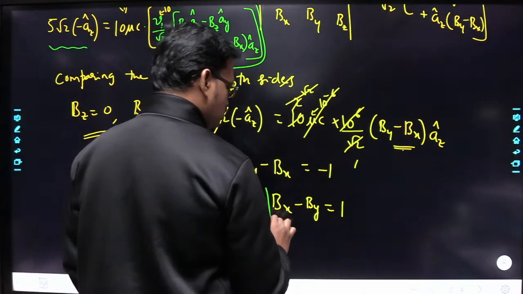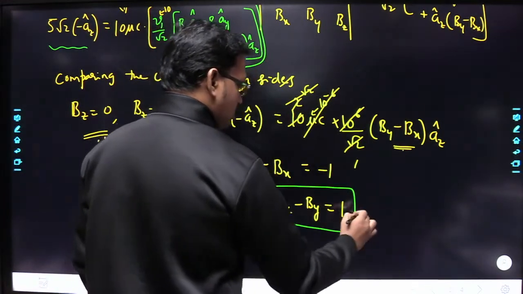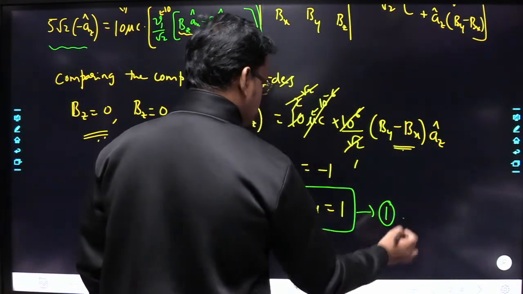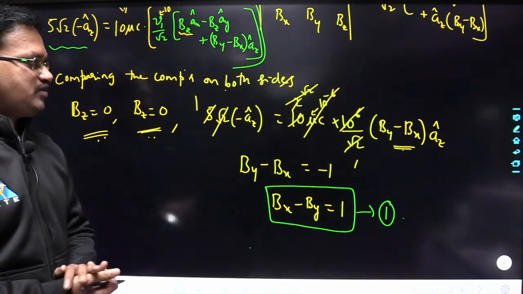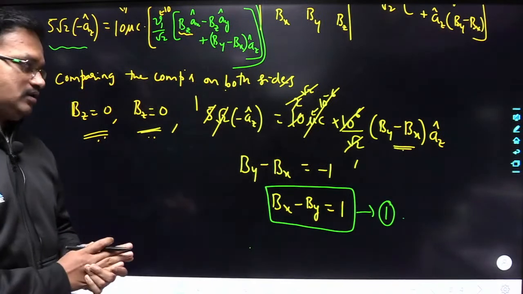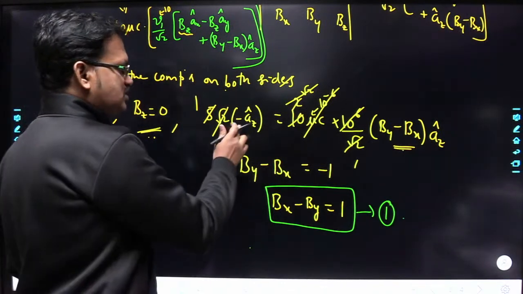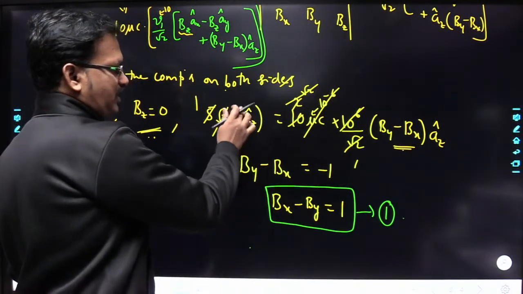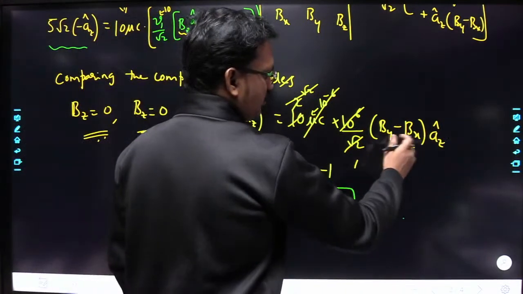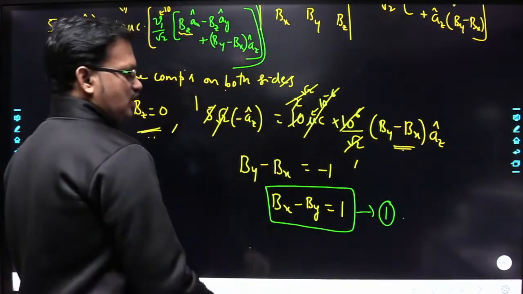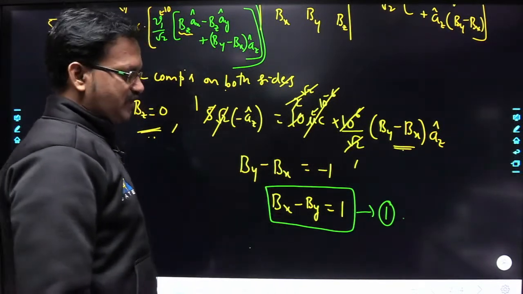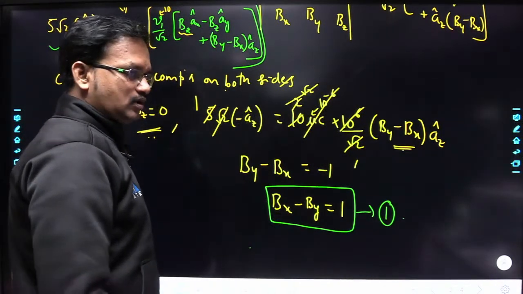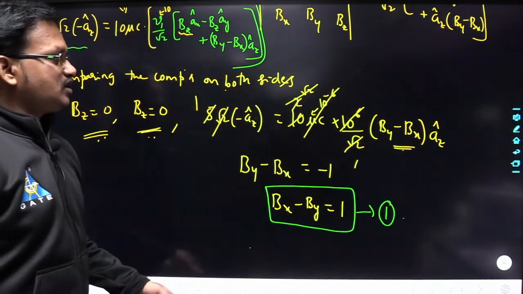So this is the conclusion I got from case 1. That is Bx minus By is equal to 1. Right. Okay. So what is the coefficient of Az cap? Minus 1. And here the coefficient of Az cap is By minus Bx. So By minus Bx is equal to minus 1. So that means I can write it as Bx minus By is equal to 1. Understood? Okay. So this is equation 1 here.